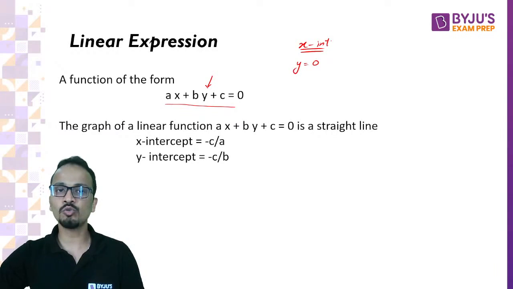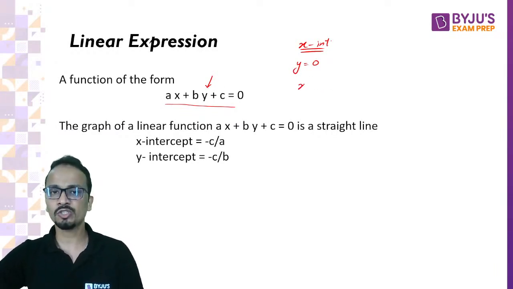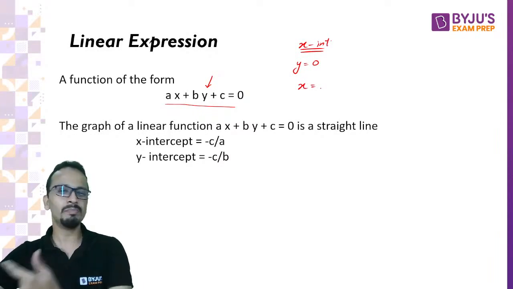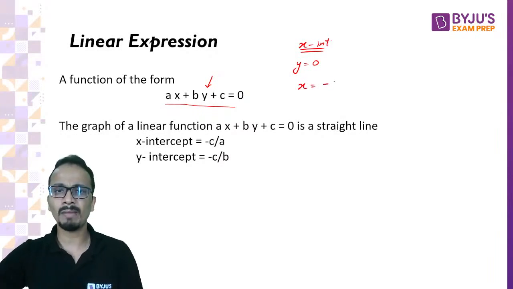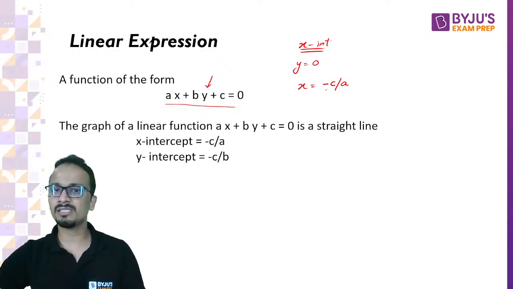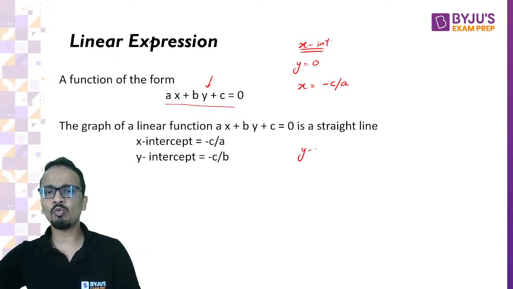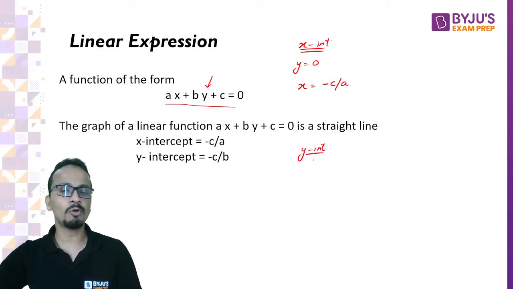So I'll substitute y as 0 and obtain the value of x. The value of x in terms of a, b and c will become minus c upon a. All right. Now, simultaneously, if I'm talking about the y-intercept, which is the point at which the line will intersect the y-axis.